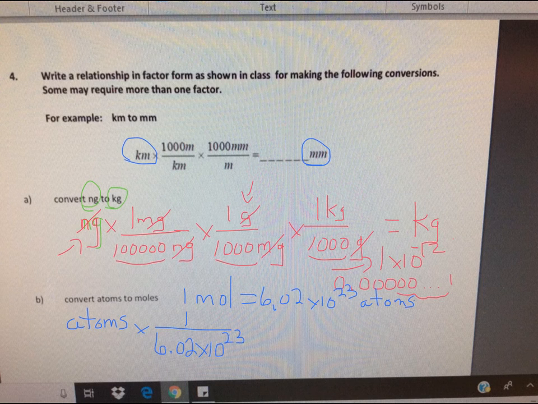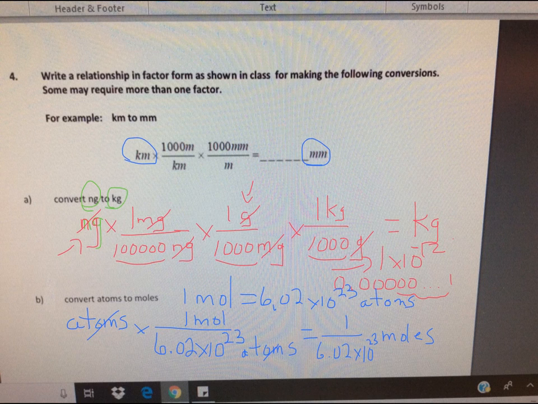And so you will end up with 1 mole, and this is atoms, and you'll end up with atoms crossing out atoms, and you end up with your answer in moles, okay? And you would have to, on your calculator, take 1 and divide it by 6.02 times 10 to the 23.